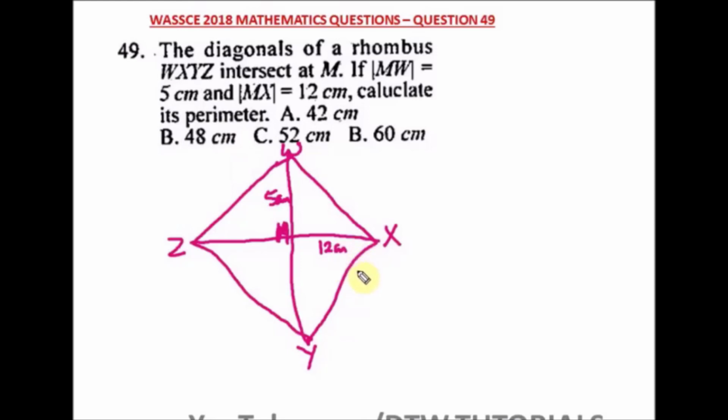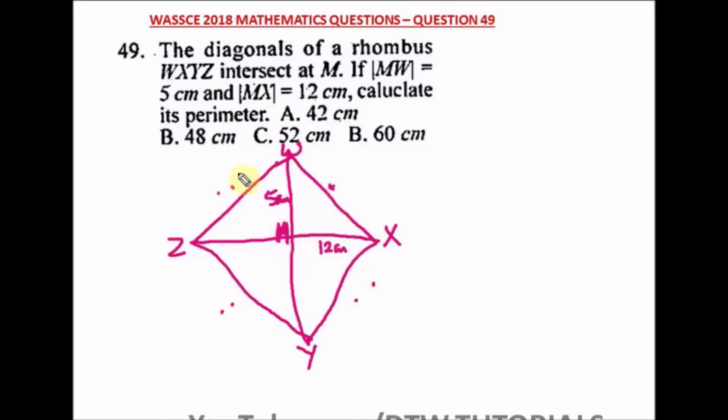So all we need to do is get this side. Once we get this side, we'll multiply by 4, because the sum of the sides of a rhombus is 4 times a side. It's a quadrilateral with all sides equal. So once we get this side, we know it is equal to this, is equal to this, is equal to this. So all we need to do is multiply this side by 4.